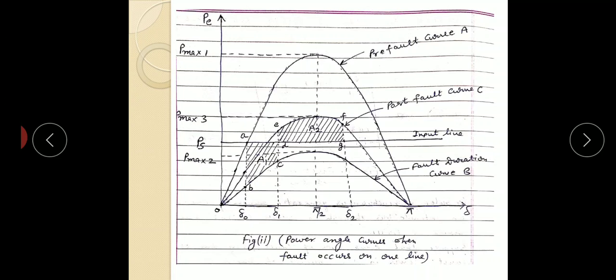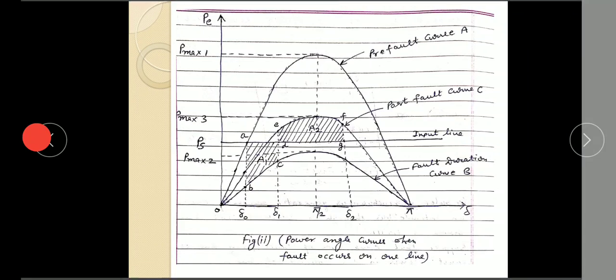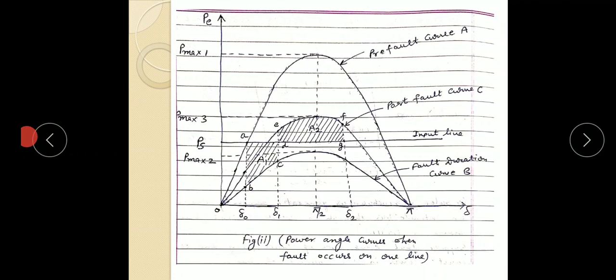DEFG and area ABCD. If the area included between the curve C and the line PE equal to PS bounded by delta equal to delta 1 is less than area ABCD, the machine will lose synchronism after the operation of the circuit breakers. So, very important point.